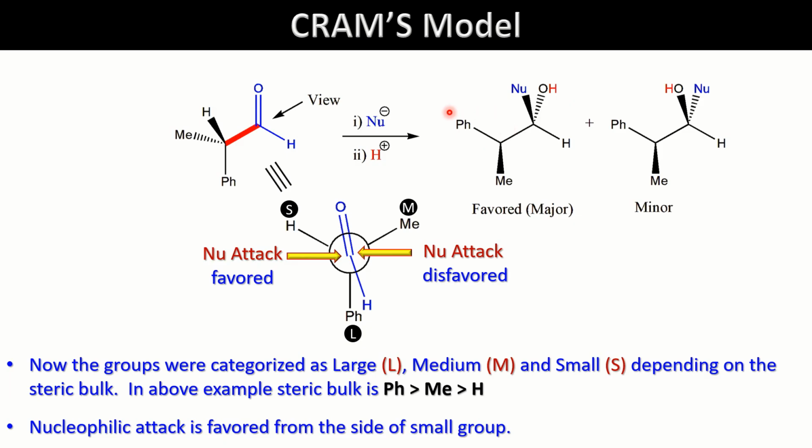Now I am retaining this part as same as was in the question, but to make this particular stereo center, I am considering this rotational conformer which was following the Cram's rule. That means this product will be major product and this product will be minor product.